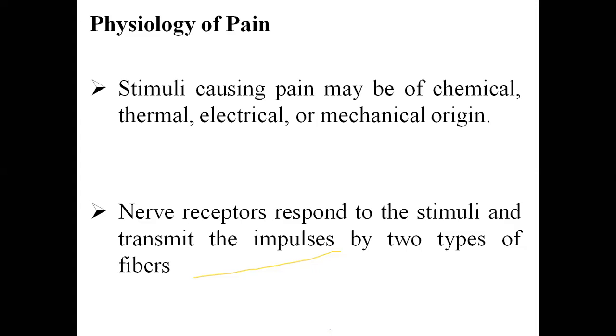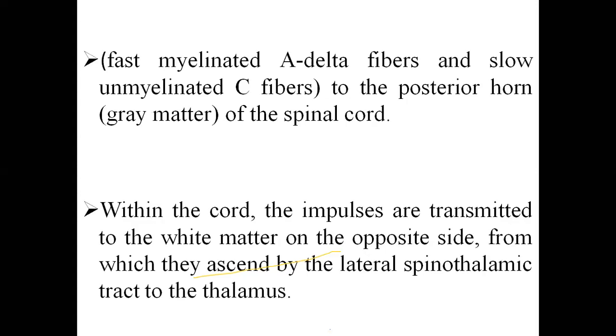In origin, when you feel a pain due to accidents, then nerve receptors respond to stimuli and transmit the impulse by two types of fibers. You know, the nerve receptors are the ganglion. Once you feel the pain, they transmit it for you to be able to understand that pain. That is, fast myelinated A delta fibers and slow unmyelinated fibers to the posterior horn of the gray matter of the spinal cord. You know, the pain pathway now.